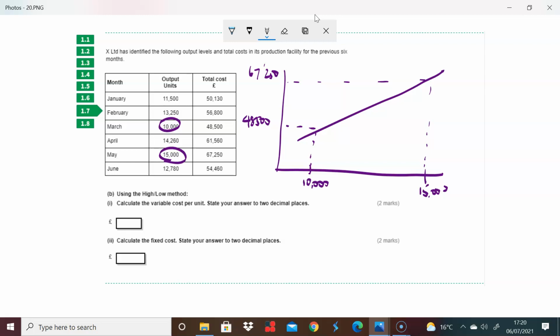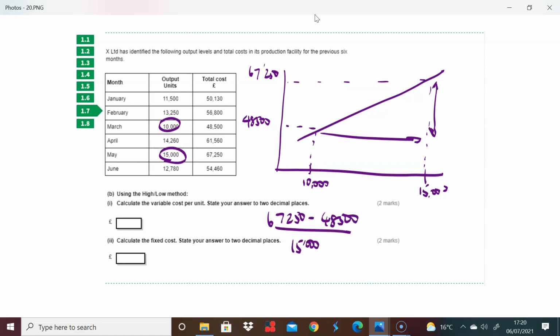Right, and so that's the issue here. We can do that. I mean, please, there's so many of these exercises in the exam kit. I'm just literally walking through this now, so you should be comfortable with what I'm doing. So I'm just going 67,250 minus 48,500 divided by 15,000 minus 10,000. That's 18,750 divided by 5,000, which is equal to £3.75. So the variable cost per unit is £3.75.